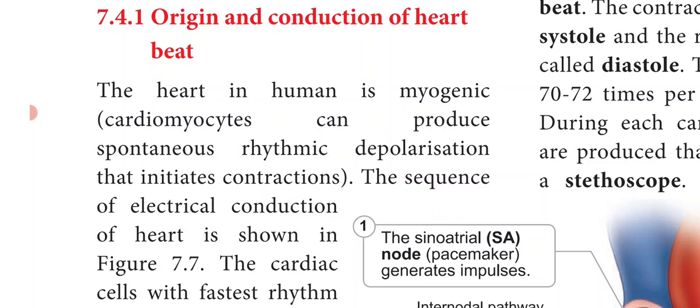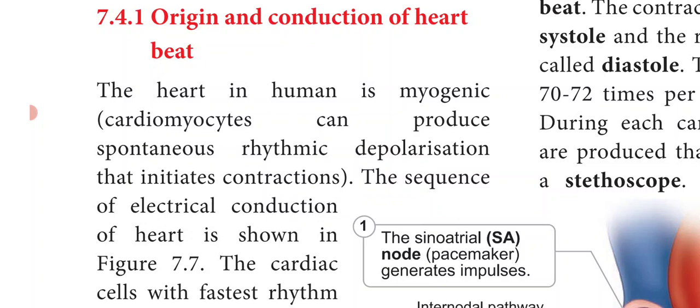The human heart is myogenic. So what does myogenic mean? That is the contraction of cardiac muscles. The cardiac muscle has a special property called contraction and relaxation. We know the heart pumps the blood, so the pumping is called the contraction. This contraction and relaxation of the cardiac muscles is called myogeny. That is, cardiomyocytes can produce the spontaneous rhythmic depolarization that initiates this contraction.